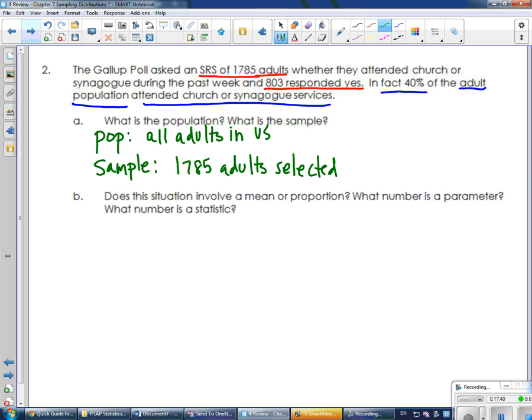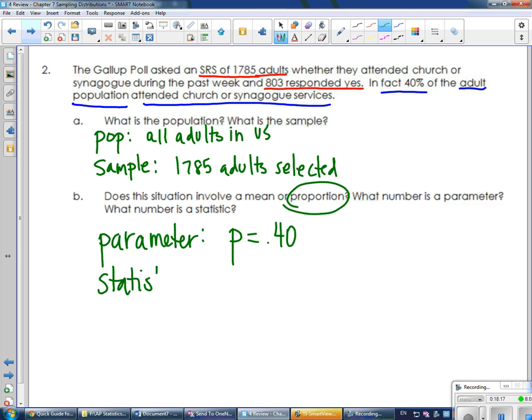Okay? And then this question is asking, does this situation involve a mean or a proportion? Anytime we're dealing with a count or a percentage, we're often dealing with a proportion. So in this case, it's not that there was an average of 803 yeses. We counted those yeses, so we're dealing with a proportion. When I'm asked about my parameter, I'm going to be using the letter P, and that corresponds to 40% of the adult population that attends synagogue services or church services. And my statistic is going to be the sample result, P hat.